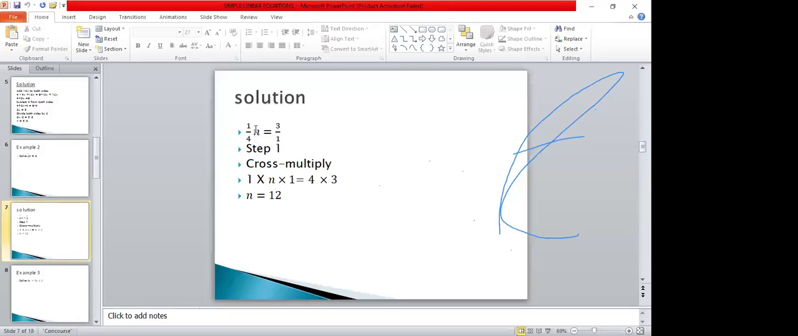So 1, n, and 1, we multiply each other. That's why we have 1 times n times 1. Then we have 4 multiplied by 3. So 1 times n times 1 will give you n, and 4 times 3 will give you 12. n equals 12.